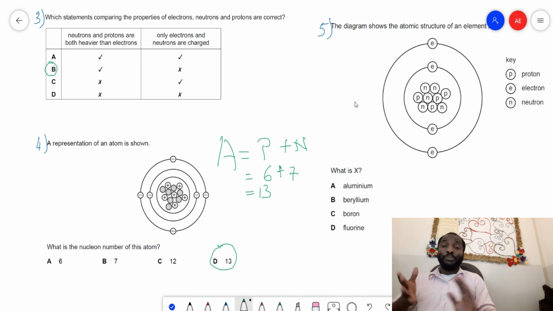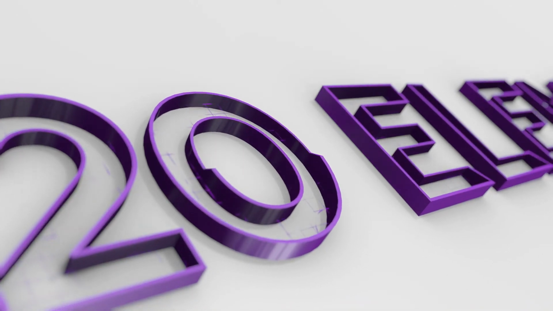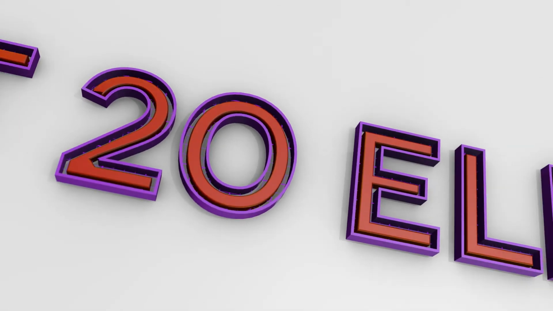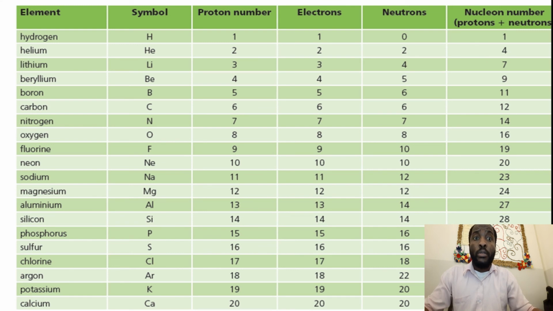That's said and done. I want to thank you all for your keen attention. And before we round up, I want us to look briefly at the first 20 elements of the periodic table. Now, learners, in front of us, we have the first 20 elements, their symbol, proton number, electrons, neutrons, and the nucleon number.